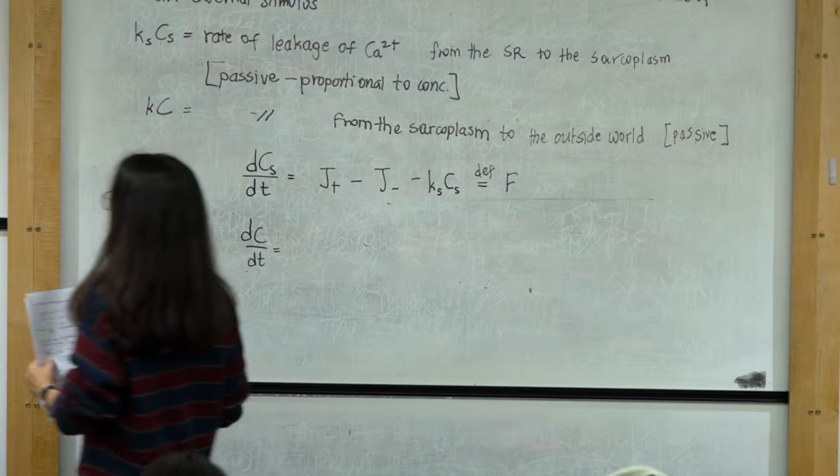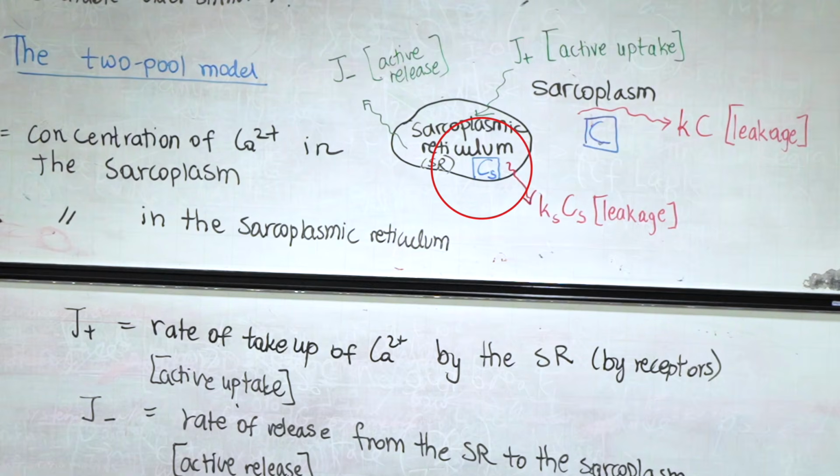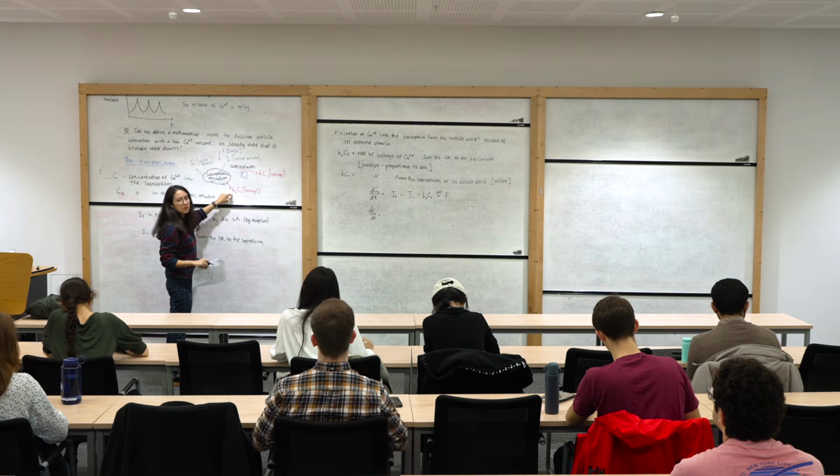So this is saying how the concentration CS is changing. J plus is adding to it. I'm removing an active release of calcium from inside, so this is minus that. And then I also have diffusion that is proportional to my concentration inside. So you have J plus minus J minus minus that.